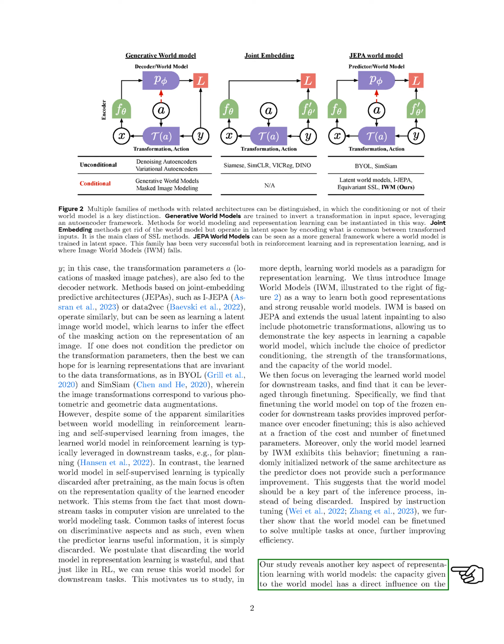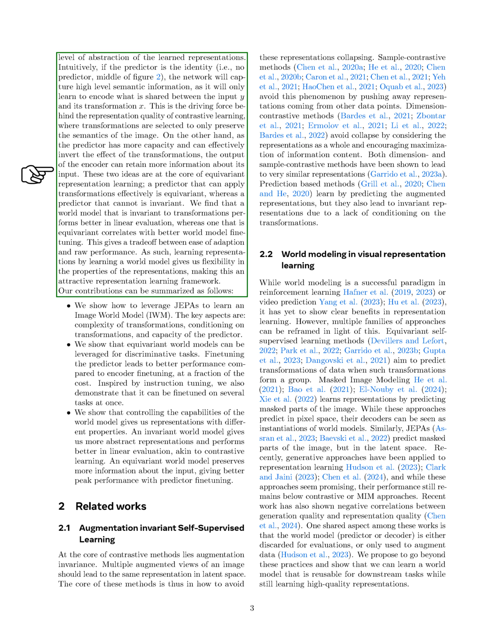Our investigation highlights another crucial aspect of using world models for representation learning. The capacity of the world model directly affects the abstraction level of the learned representations. If the predictor is simple, the network focuses on high-level semantic information, capturing what's common between the original input and its transformed version. This principle underlies the success of contrastive learning, which aims to preserve the semantics of an image through transformations. On the other hand, a more capable predictor can reverse the effects of transformations, allowing the encoder to retain more detailed information about its input.